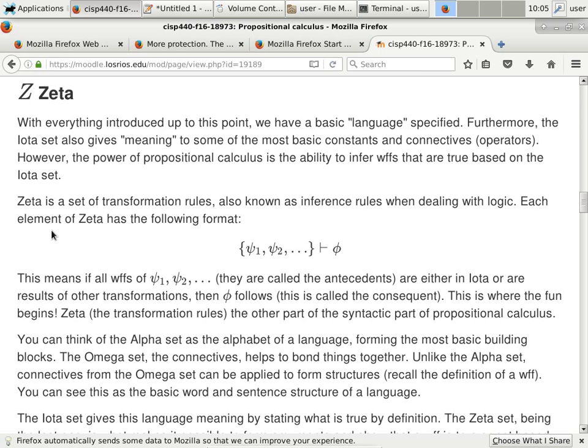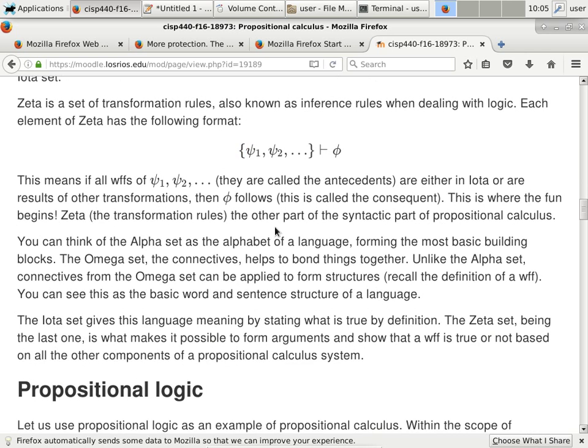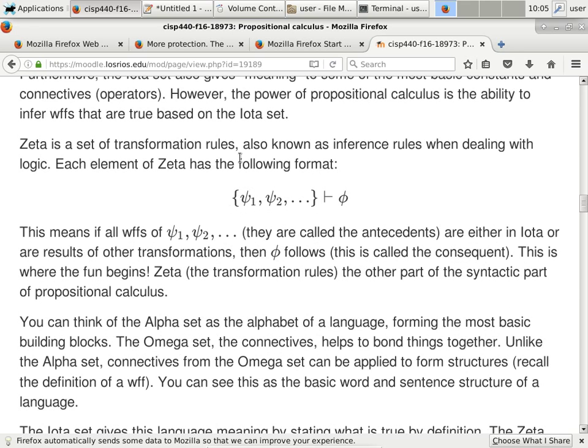So each rule or each element in zeta has the form of this, okay? This is the shape of one element in zeta. So when we take a closer look, it consists of some well-formed formula or well-formed formulae known as, in this case, psi 1, psi 2, and so on. And then this really kind of awkward symbol, kind of like a T rotated counterclockwise 90 degrees, is inverse. Okay, so look at this symbol and say inverse. And this is the result of the inference. Okay, so if you can confirm these things, then you can infer this.